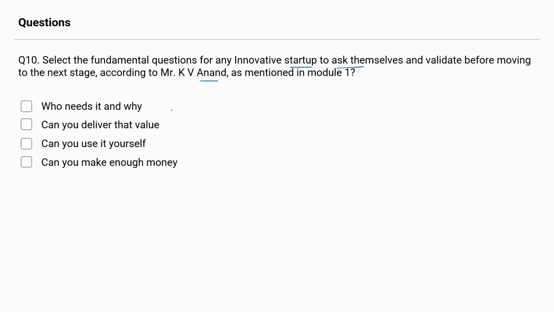So, option A is: who needs it and why? Can you deliver that value? Can you use it yourself? And can you make enough money? Now remember that it is a multi-select question and there are multiple correct answers.